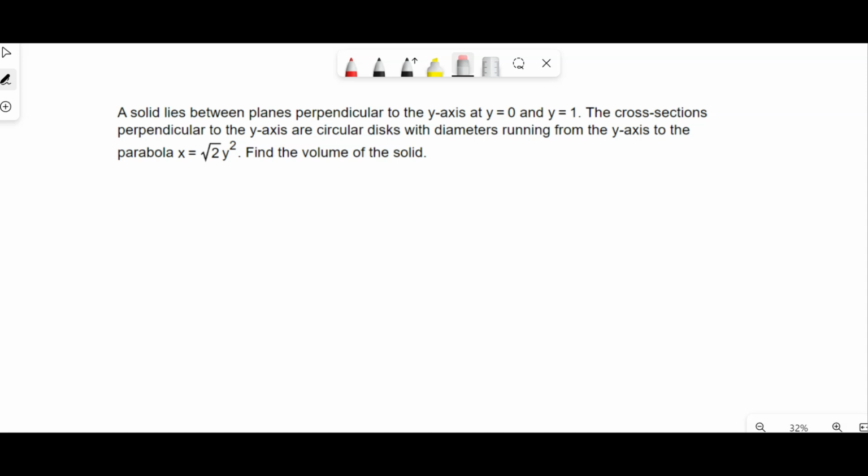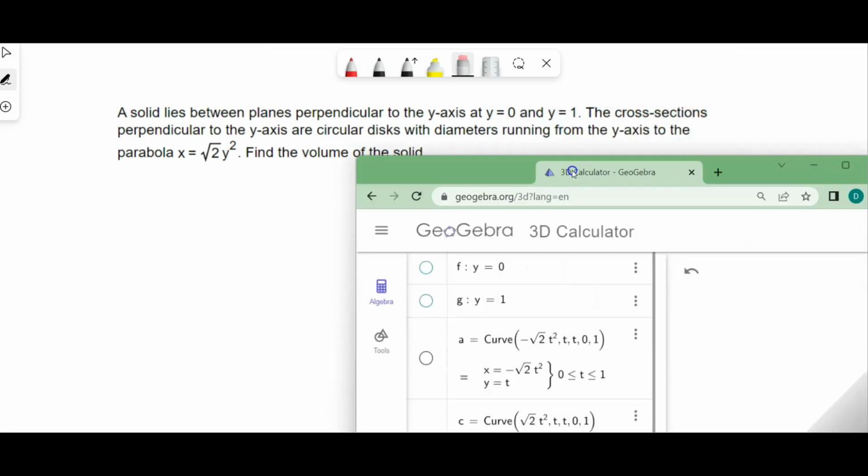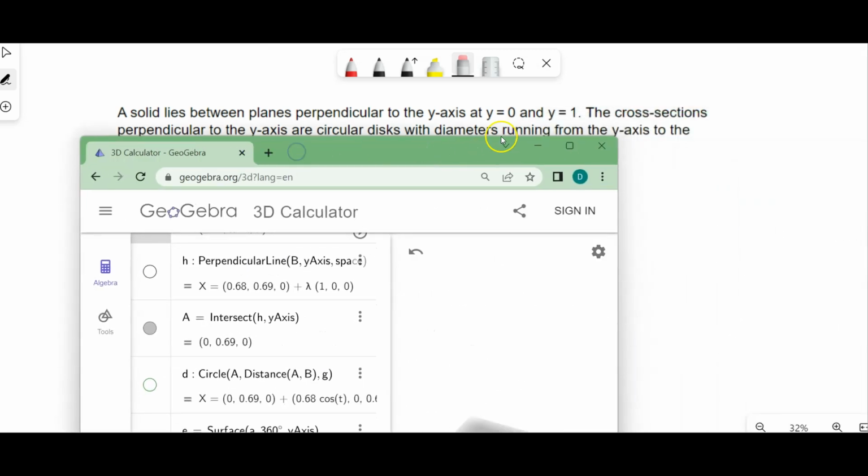Hey, calculus class. I've been looking over the homework grade book, and I've seen that there are some struggles on this one. Having the ability to visualize what you're being asked to do here is really important. I want to show you just a visual of this one. This is volumes of revolution.